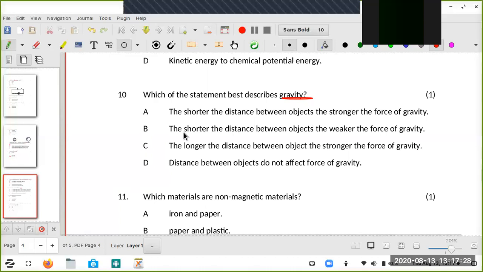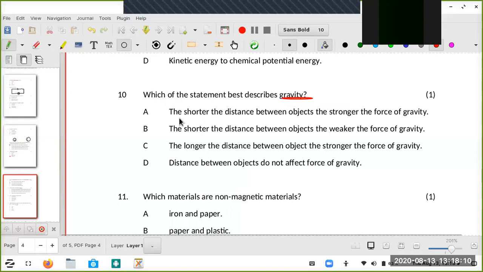Then B, the shorter the distance between objects, the weaker, then this is now wrong, right? If objects are nearer each other, there's going to be strong force experienced by those objects, right? So B is out. The longer the distance between objects, the stronger the force. No, if objects are far away from each other, they may not even feel the force, right? So C is out, right? Distance between objects do not affect force. No, distance affects force of gravity. So D is out, right?